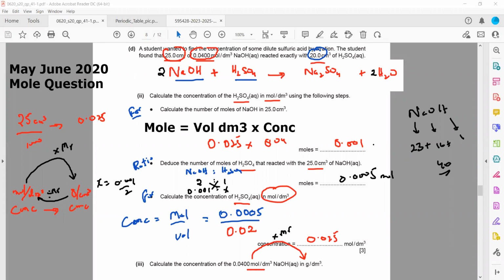So 0.04 multiplied by 40 will give us 1.6 g/dm³. In this example, the molar mass is 40, that's why we multiply by 40. So always remember, if you want to convert moles per dm³ into grams per dm³, you have to multiply by molar mass. And the opposite, if you want to convert grams per dm³ into moles per dm³, you divide by the molar mass. Is it clear? This question is related to moles topic.